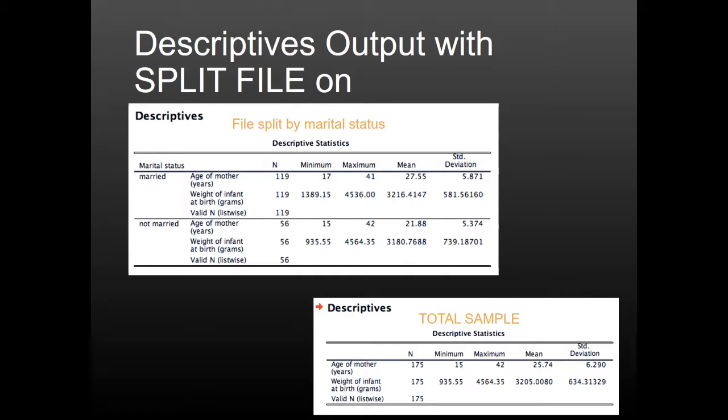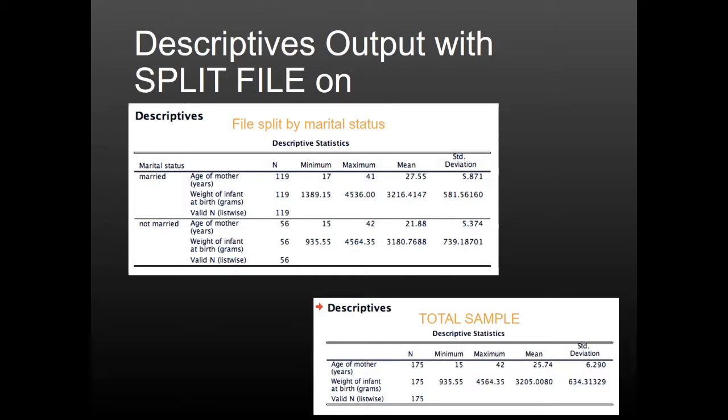So the number of individuals in the married option was 119. That's under the N column. Then next we see the minimum, which is 17, the maximum 41, and the mean was 27.55. Then the weight of the infant at birth has a mean of 3216.4 with a standard deviation of 581.6.